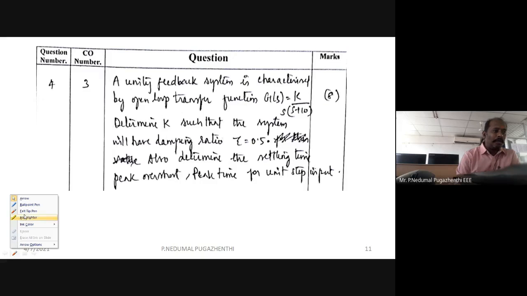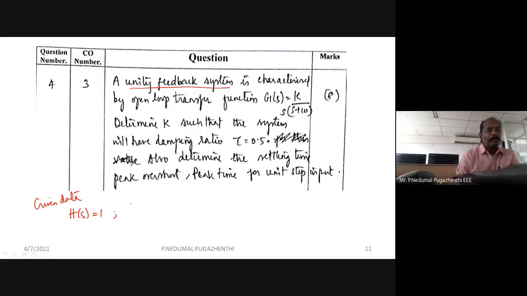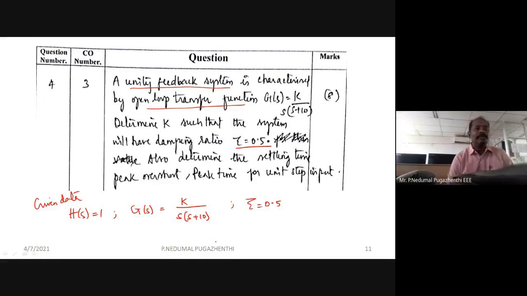Let us continue with the fourth problem, and I will start with the given data. What is the given data? First, the unity feedback system is provided, so h of s is equal to 1, and they have given you the open loop transfer function g of s equal to k divided by s into s plus 10. Zeta is provided: the damping ratio is 0.5.